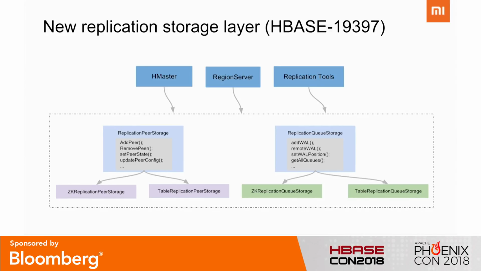Here is our implementation. We have clearly defined two interface classes, replication peer storage and replication queue storage. The first stores replication peer metadata and the second stores replication queue metadata. After that, we re-implemented the ZooKeeper storage, and the table-based replication storage is still under development. In the upper layer, the HMaster, the region server and the replication tools all share the two storage interface classes.